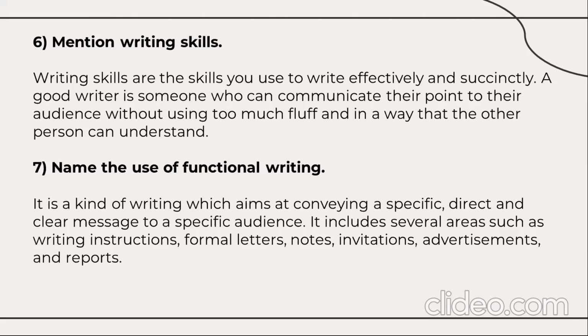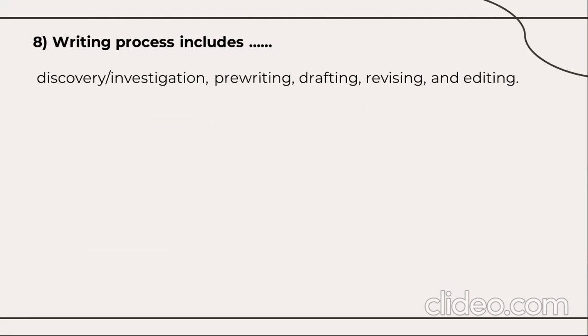Question number 7, name the use of functional writing. Functional writing is a kind of writing which aims at conveying a specific, direct, and clear message to a specific audience. It includes several areas, for example, writing instructions, formal letters, notes, invitations, advertisements, and report writing. They come under the category of functional writing, where you focus on specific areas or a direct and clear message.